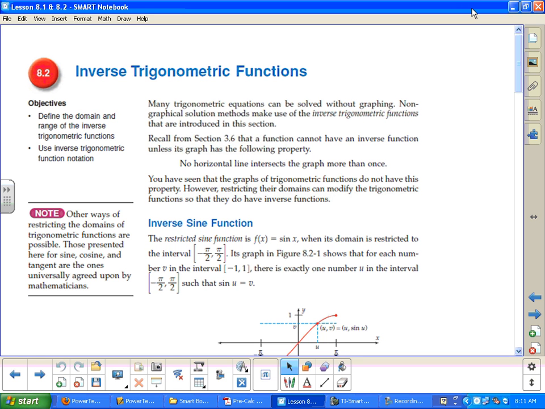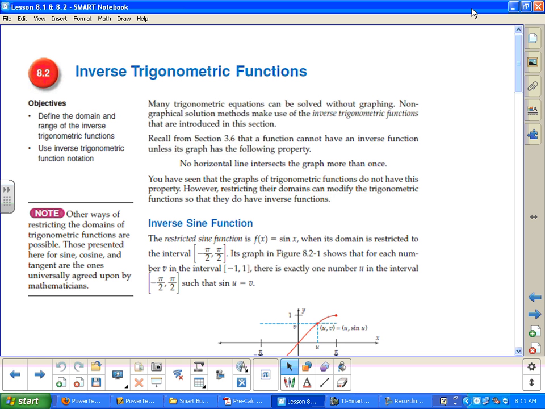Okay, inverse trigonometric functions. We've talked about inverses before. What's an inverse? It's not the reciprocal. What is it? It's a reflection over the line y equals x. So that means that all the x values and y values switch.